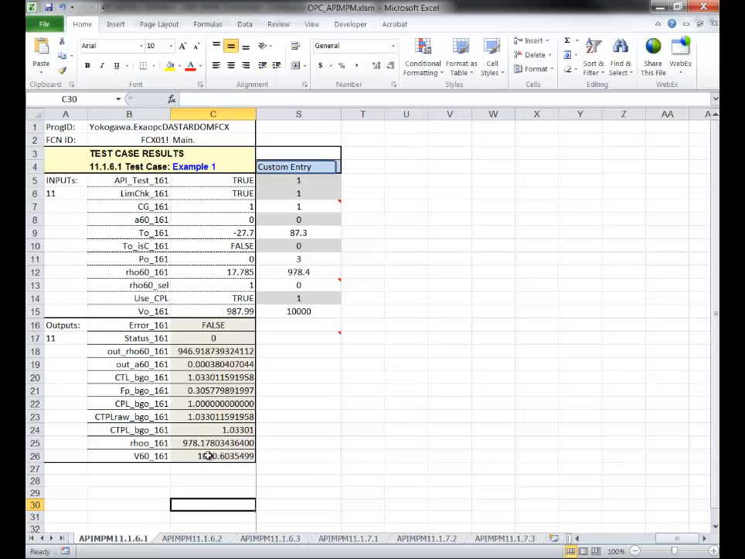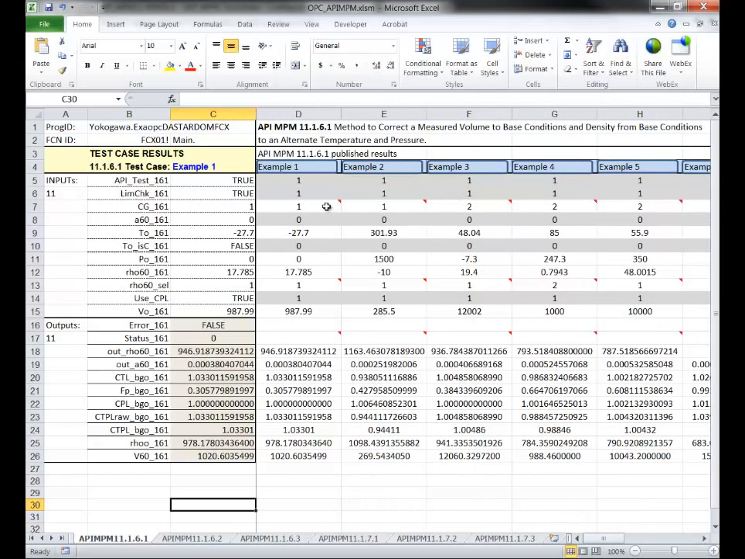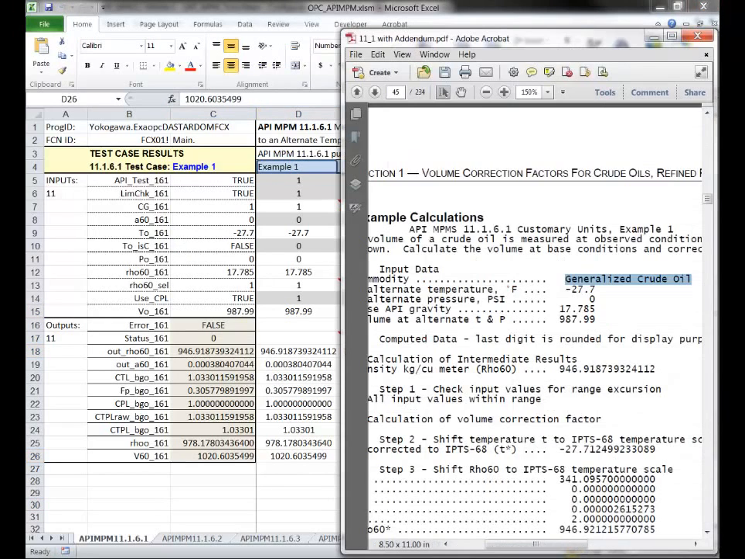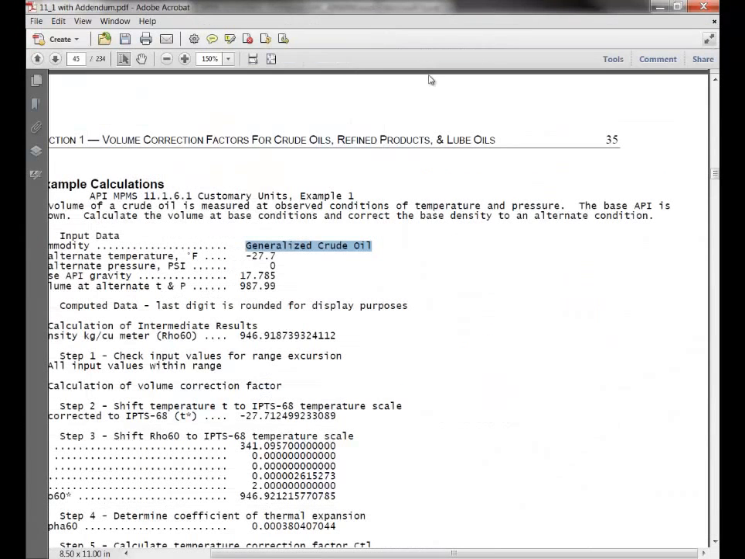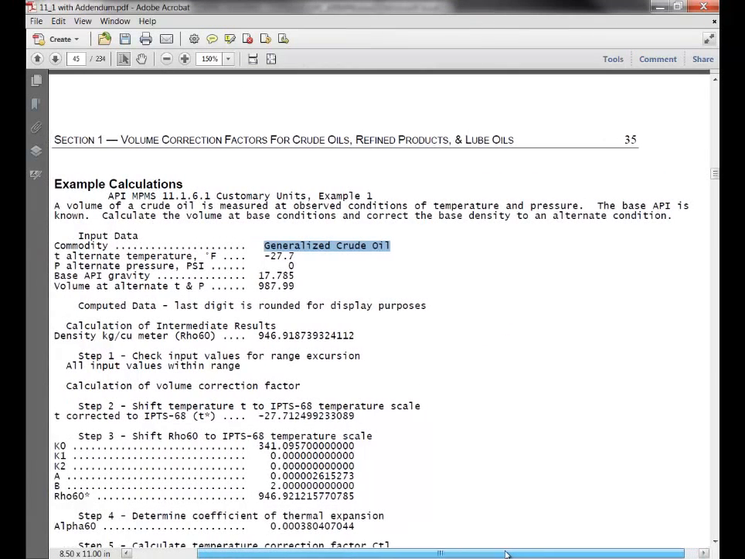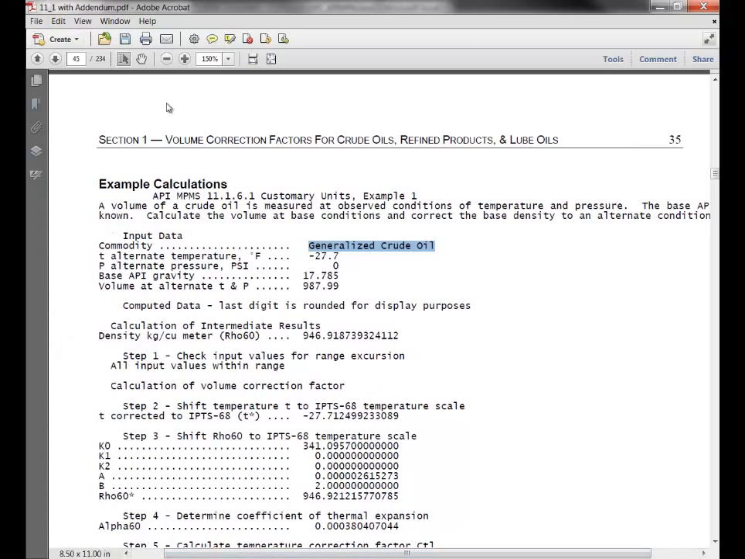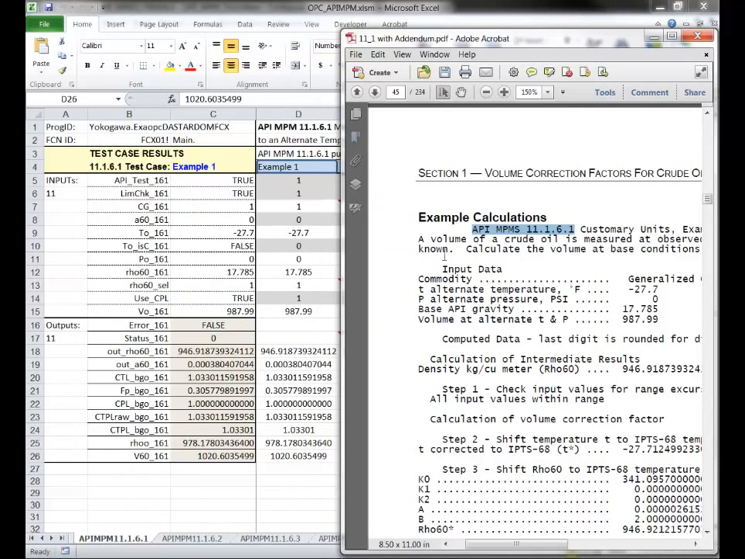I've actually pre-programmed, or pre-entered, all the test cases that are published in the API MPMS standard. So this is for 11.1.6.1. Example 1 here corresponds with the API standard, example 1. So as you can see, this is the API standard, the PDF format of it. This is the first test case scenario called example 1 under the same algorithm code here, 11.1.6.1. And let me go ahead and shrink this a little bit, and you can see where they match.